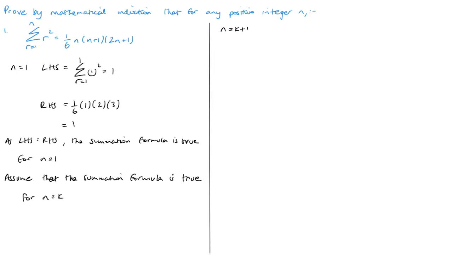So n equals k plus 1 now. Squared, isn't it? And then substitute the k plus 1 into the term r squared. Oh, sorry, I missed a bit down here. This would be between 1 and k.